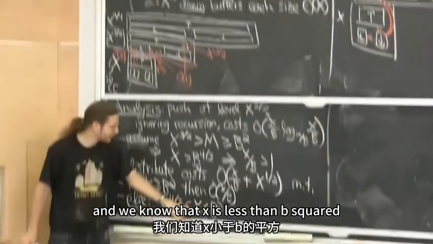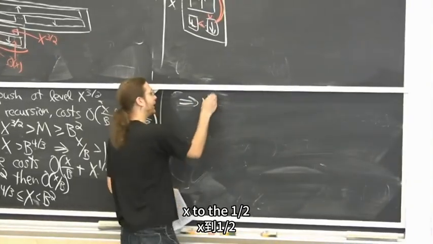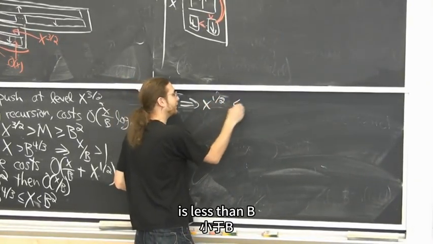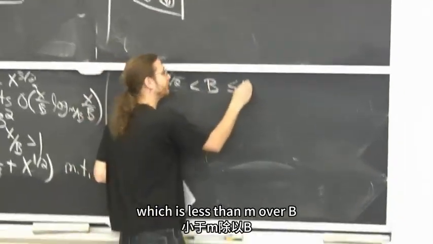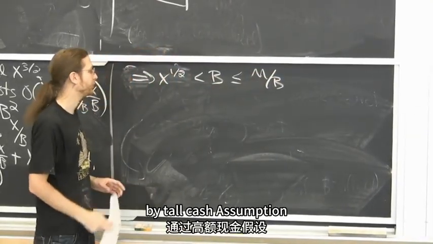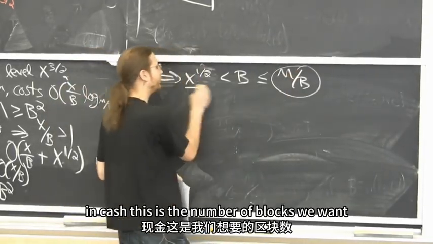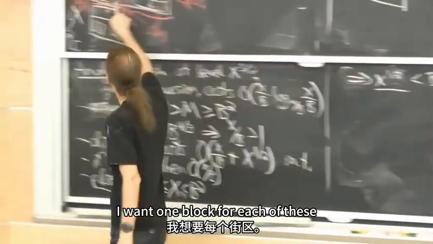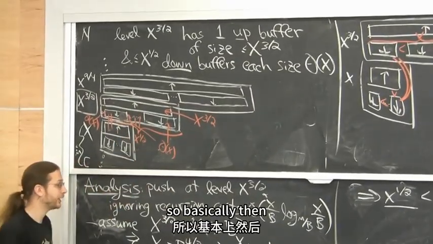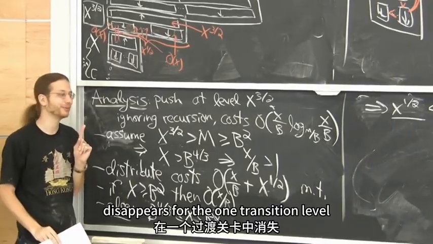And we know that x is less than B squared. So if x is less than B squared, x to the 1/2 is less than B, which is less than M over B, because M is at least B squared by the tall cache assumption. So this is the number of blocks that we can afford in cache. This is the number of blocks we want. I want one block for each of these. So basically, this x to the 1/2 term disappears for the one transition level.